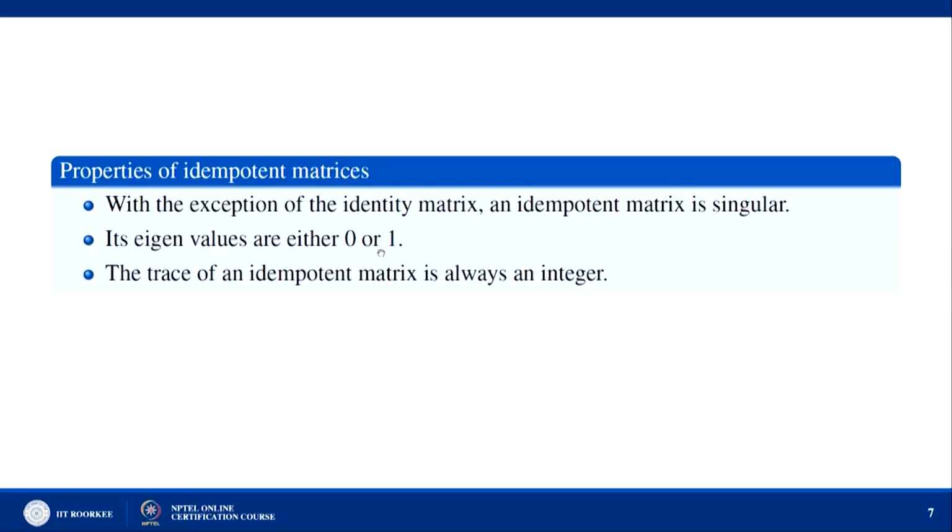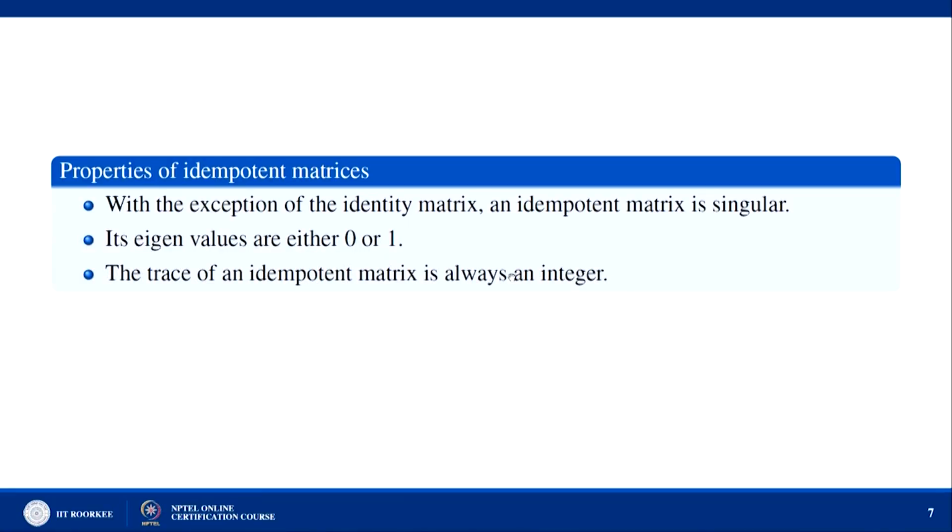Now, since eigenvalues are either 0 or 1, the sum of eigenvalues, which is equal to the trace of the matrix, is always an integer, in fact a non-negative integer. So the trace of an idempotent matrix is always an integer.